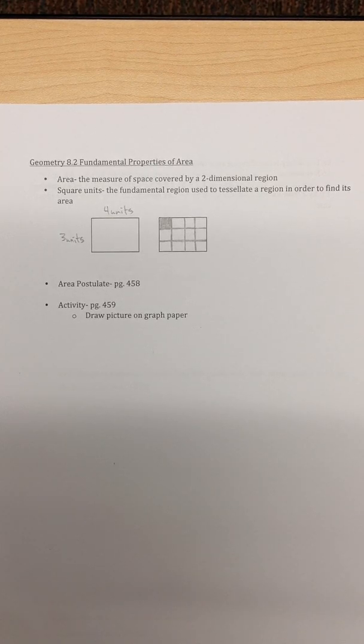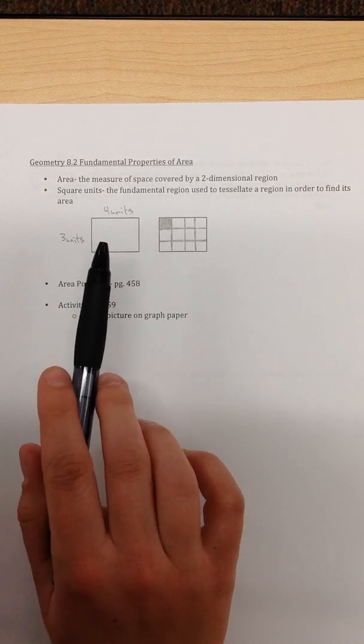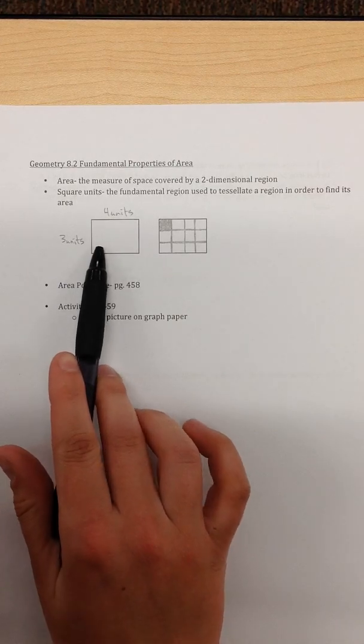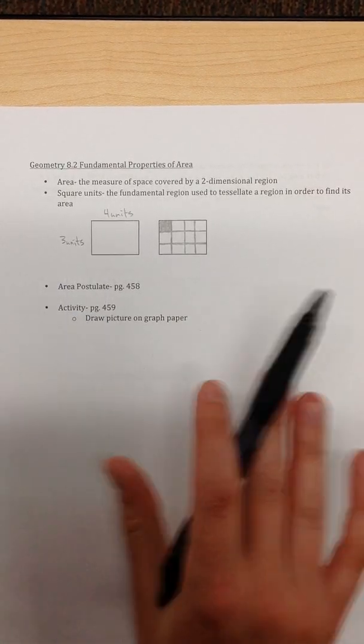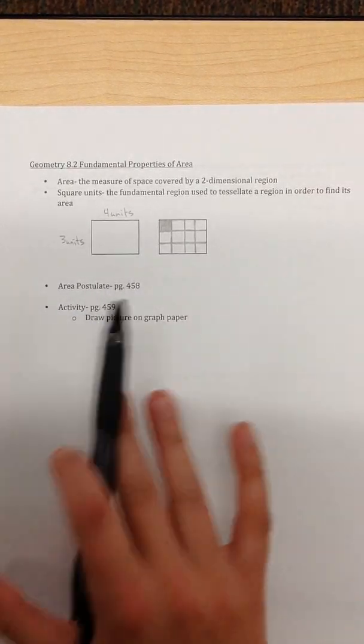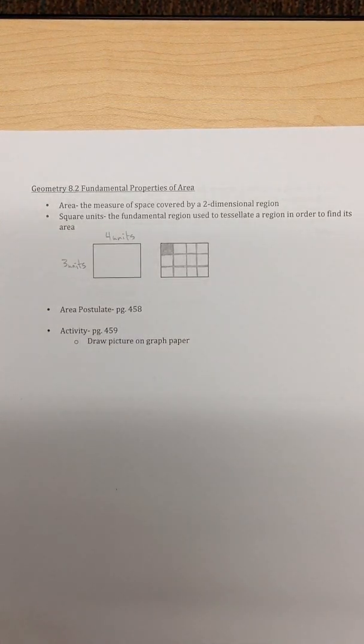Next thing there is area postulate. So on 458, look at that. Let me flip to it here. So looks like there's 4 different parts. So the first thing there, uniqueness properties. So given a unit region, every polygonal region has a unique area. So like if I've got this rectangle here, it's going to have a specific area of 12 units, and that's going to be it. It's not going to change. It's always going to be the same. Okay, so that would be the uniqueness part.